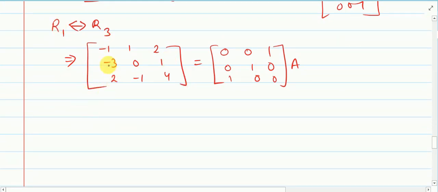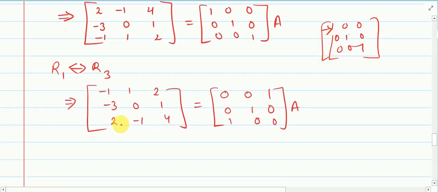Now what I can do is I have to make these 0. Yes, in the first column these two should be 0. By using the first row I can make them 0. If here it's minus 3, if I add 3 to this, then this will become 0. So I can do this R2 minus 3 times R1, and R3 I can do this R3 plus 2 times R1.